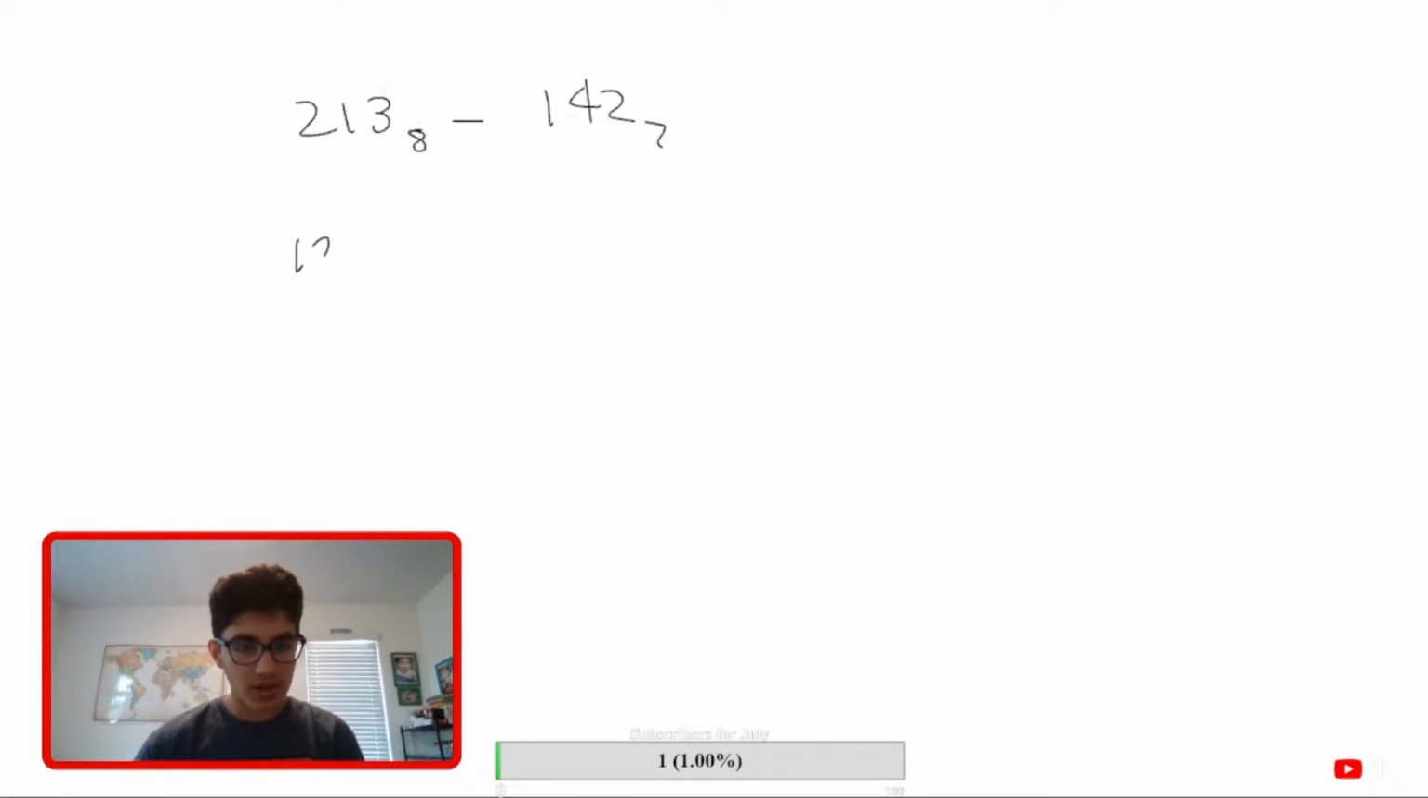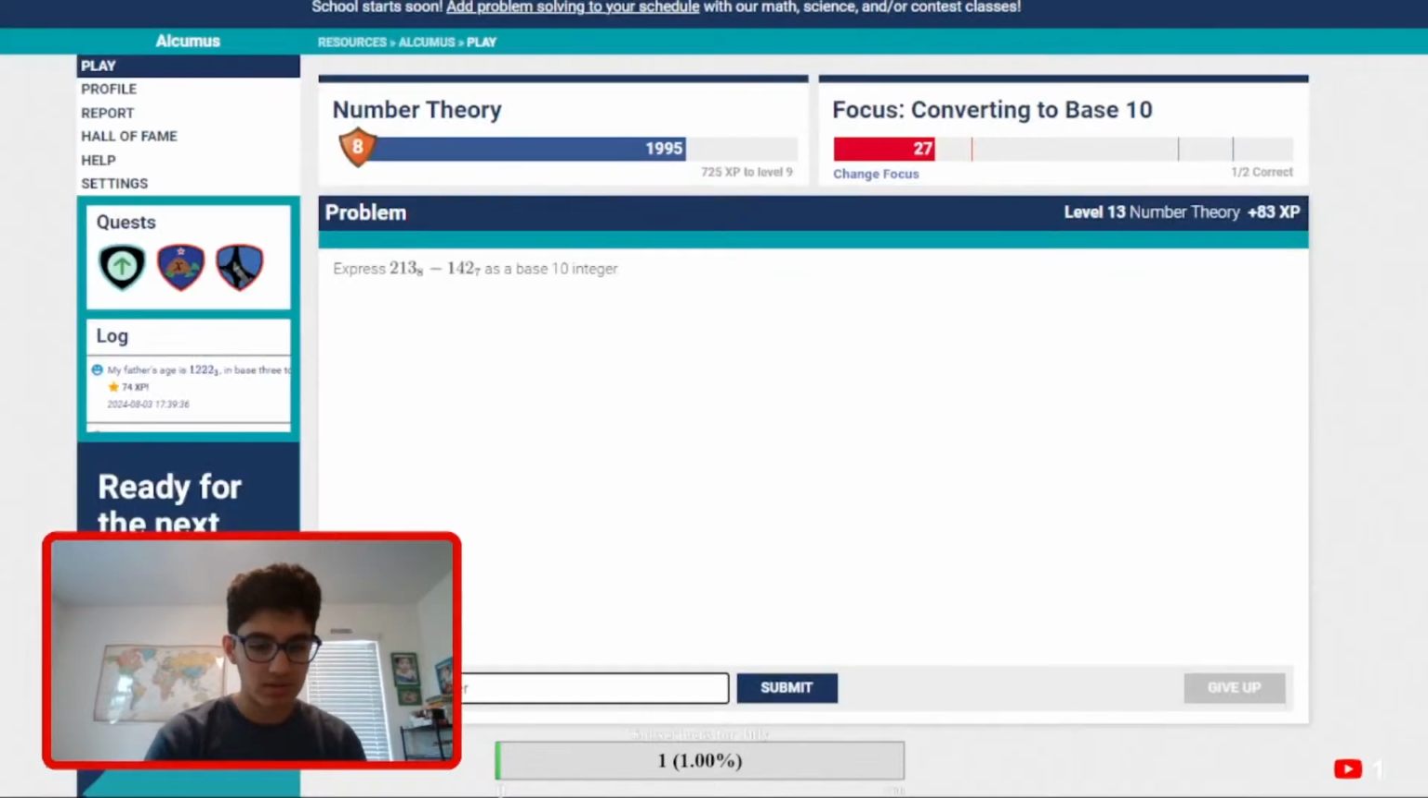So this is going to be 864. So 128 plus 11, so 139. Minus over here we have 49 plus 28 plus 2. So this is 79, right? Which means the answer should just be 60.